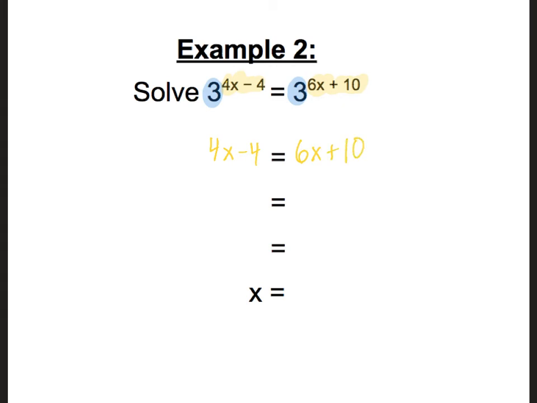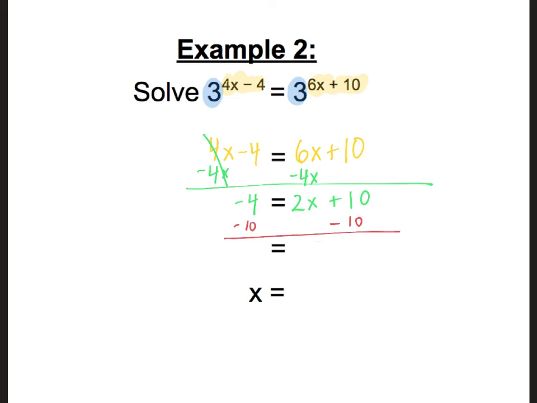Again, we're trying to get x by itself, so I'm going to move all my x's to one side and all my numbers to the other. I'm going to start by subtracting 4x from both sides. Again, when I do that, 4x minus 4x gives me 0, so those cancel out. 6x minus 4x is 2x, and then my plus 10 just comes down. From here, I want to move my 10 to the other side, so since it's positive, I'm going to subtract 10 from both sides.